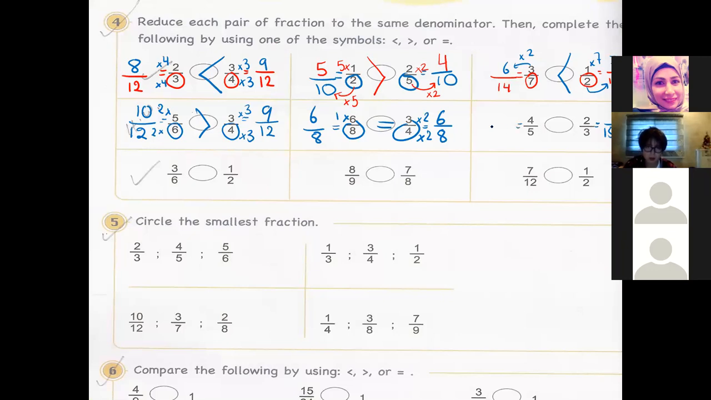Yala ya Jude. Which number in table 5 gives us 15? 3. Okay. Multiply by 3 up and down. 4 times 3 equals 12. The second one, which number in table 3 gives us 15? 5. Multiply by 5 up and down. 2 times 5 is 10. Which one is the biggest, 10 or 12? 12. Excellent. Is it clear, how do we compare them? Clear. Yes.